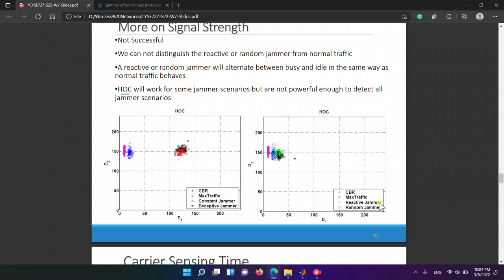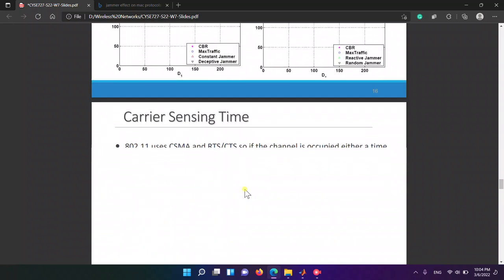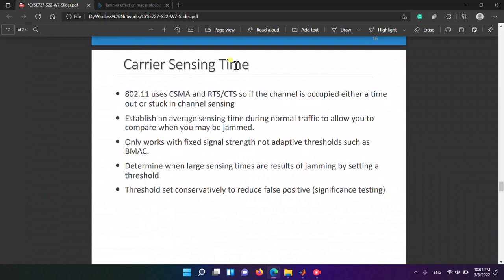لكن الرياكتيف جامر تقريبا بالضبط زي ال actual traffic. It's not like the deceptive jammer that keeps sending packets. Reactive jammer only sends the same way the actual sender sends. والراندوم جامر برضو يعني it's random. It looks like the real traffic, لأنه real traffic is random أصلا. So this is why the higher order crossings do not cluster them away. يعني هاي they are clustered away.